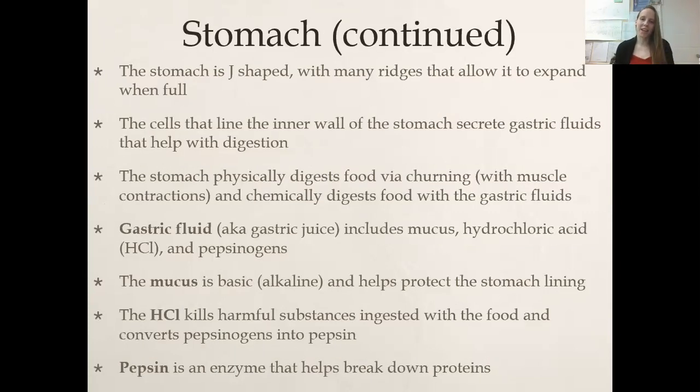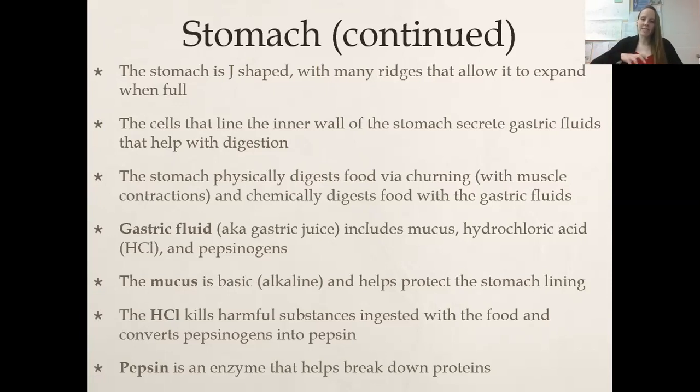The stomach is J-shaped and it has a bunch of ridges on the inside so that it can expand outwards like an accordion when your stomach is full, and then fold in on itself to shrink when your stomach is empty. The cells that line the inner wall of the stomach secrete gastric fluids which help with digestion.